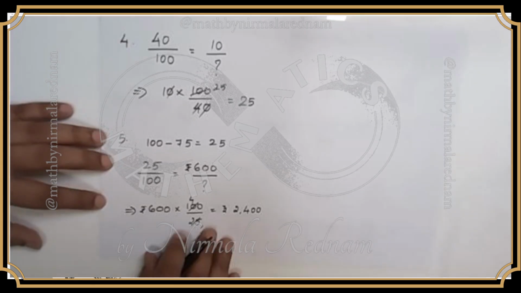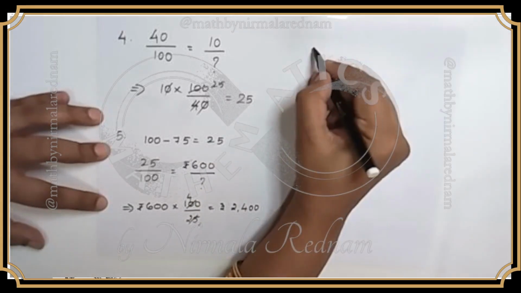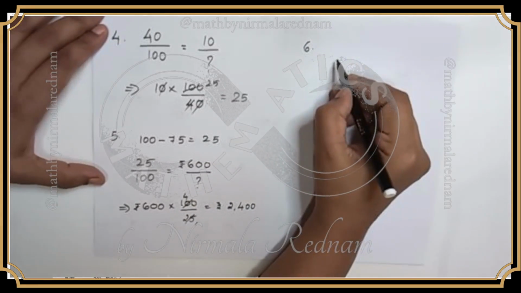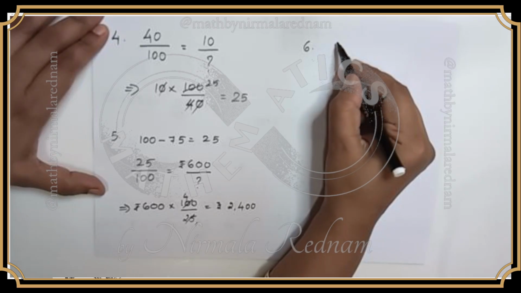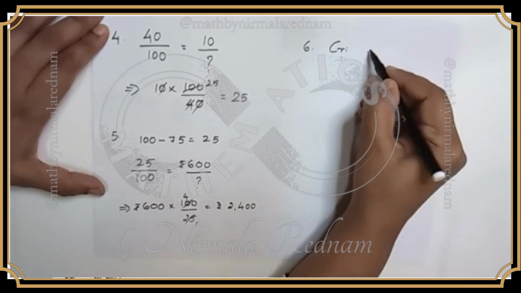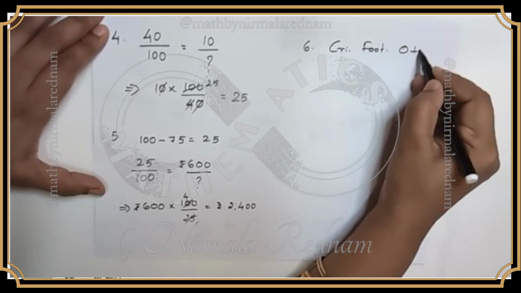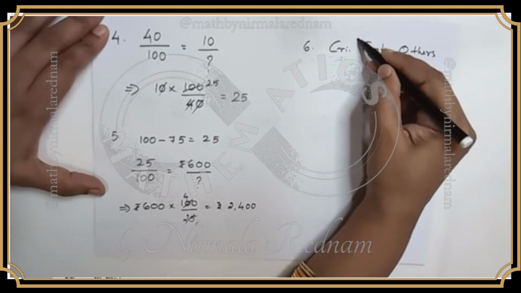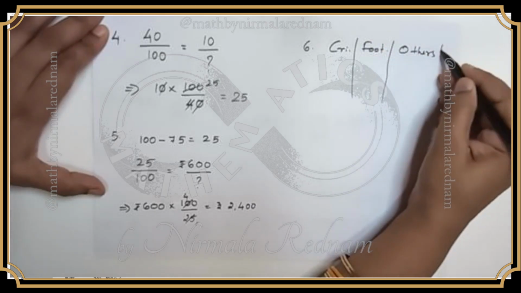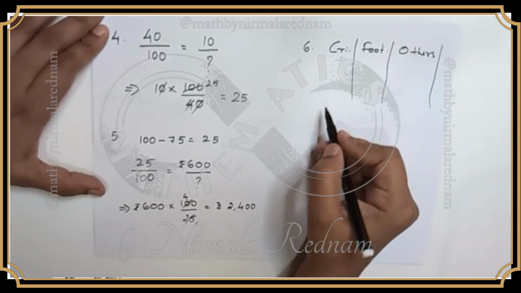Because I have three categories here, let me just write it in the form of a table. I have cricket, right? And I have football and I have others. Correct? Now they're saying that cricket is 60%.